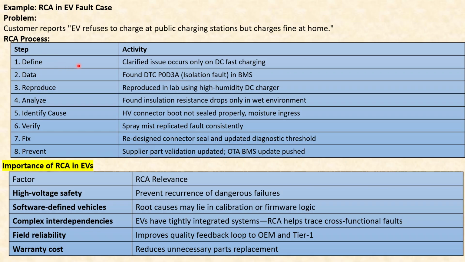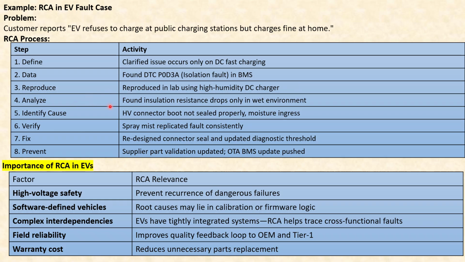When it comes to root cause, first you define and clarify the issue: it occurs only on DC fast charging. All right. And what is the data? With the help of a DTC, you find DTC P0D3A, which is pointing towards an isolation fault in the battery management system. Next, you reproduce in the lab using a high humidity DC charger. Again, this is not a mandatory step in my opinion, but some companies, to get a feel of the real scenario, may do this.